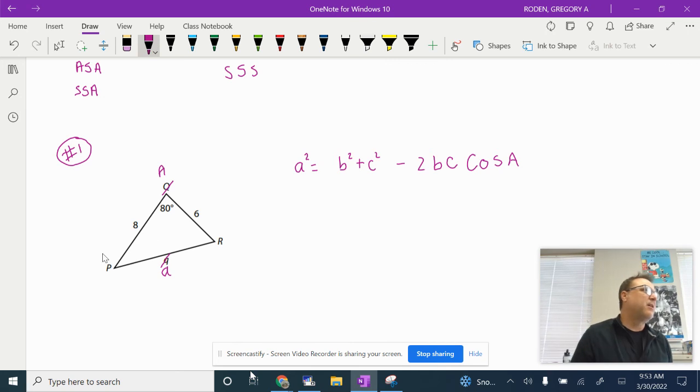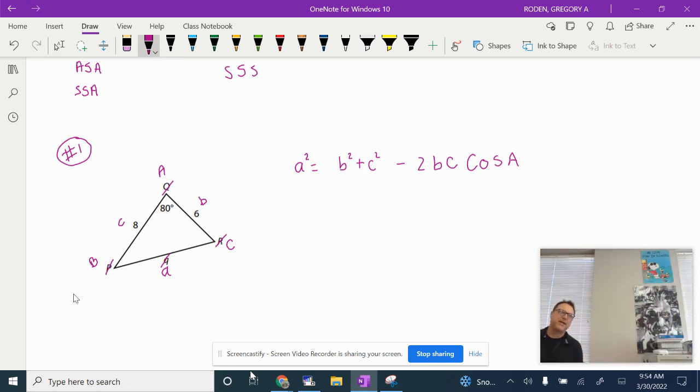Now let's cross this out and make this capital B. What's this going to be over here? This is going to be little b. And we'll cross this out and make it capital C, and we'll make this little c. Remember, little a lies opposite angle A, little c lies opposite angle C, and little b lies opposite angle B. Remember, guys, side lengths are always lowercase letters. Angles are always capital letters.